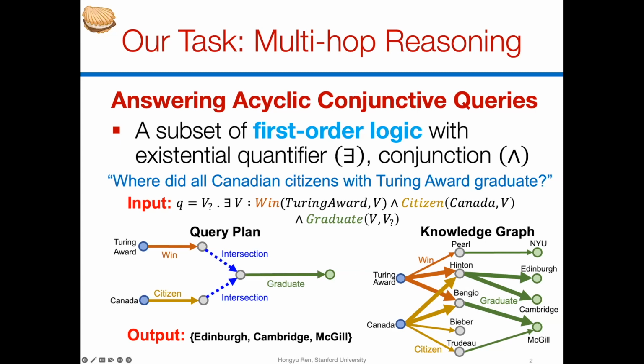And we may simply execute this query plan symbolically on the knowledge graph, right? So first we start with the Turing Award and Canada, we traverse by relation winner of and citizen respectively, and get a set of Turing Award winners and Canadian citizens, and then we take the intersection of the two sets, and finally traverse again by the relation graduate from to get all the answers to this query by symbolically traversing or executing this query on this knowledge graph.